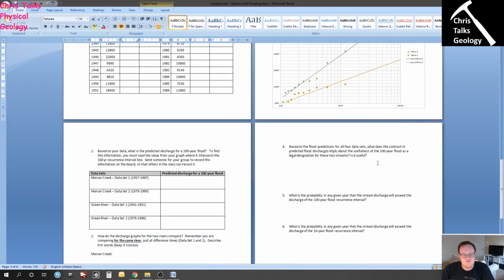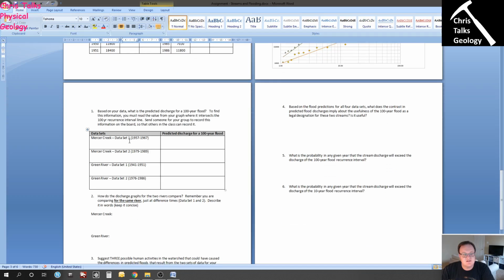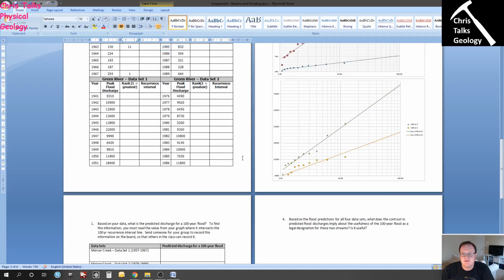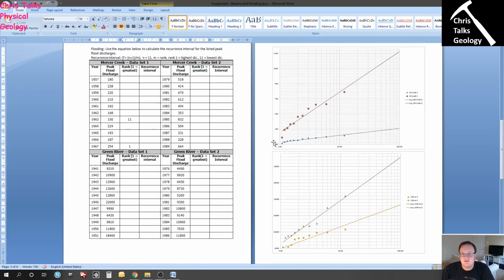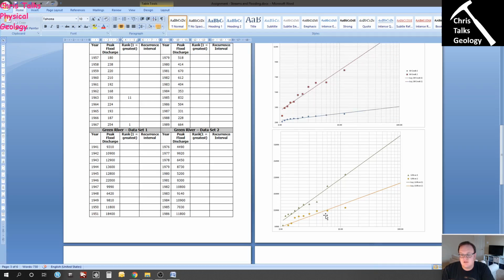So on page 5 here, you can see I'm asking you to look at each data set and predict the discharge for a 100-year flood. Now over here we have the discharge values. This upper graph is Mercer Creek 1 and Mercer Creek 2. Mercer Creek 1 is in blue and Mercer Creek 2 is in red. And on the lower graph we have Green River 1 in green and Green River 2 in yellow.